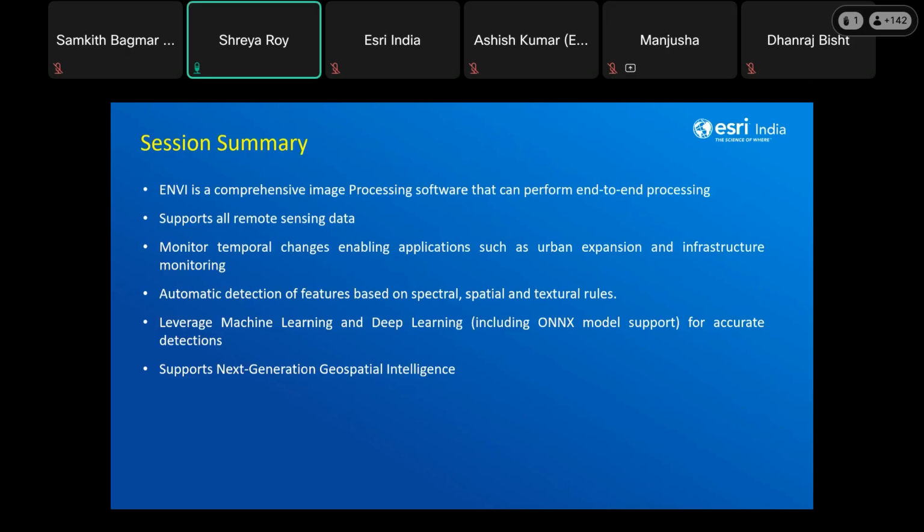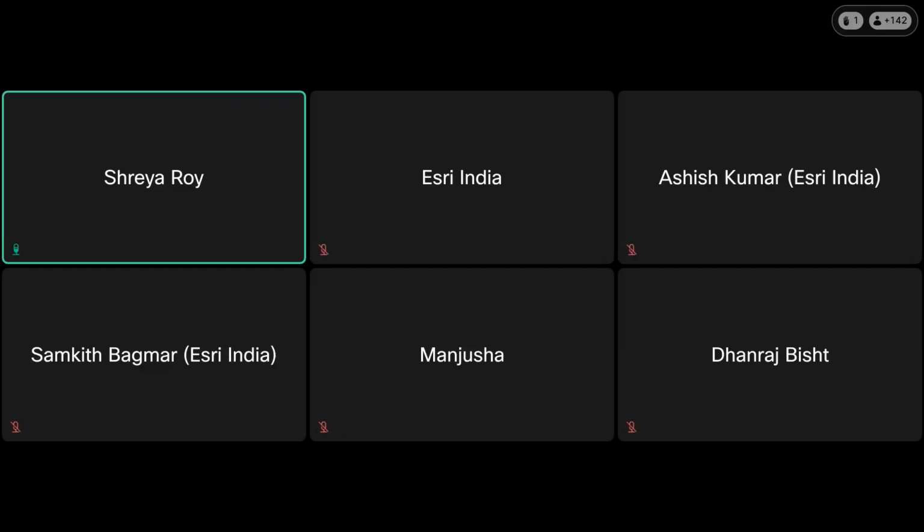It can also monitor land use and land cover changes over a period of time, enabling applications such as urban expansion, agriculture conversion, and infrastructure monitoring using change detection, classification, or other target detection workflows. It can automatically detect and extract features such as polyhouses, buildings, roads, and other objects from high-resolution imagery. Finally, it can leverage machine learning and deep learning capabilities, including ONNX.